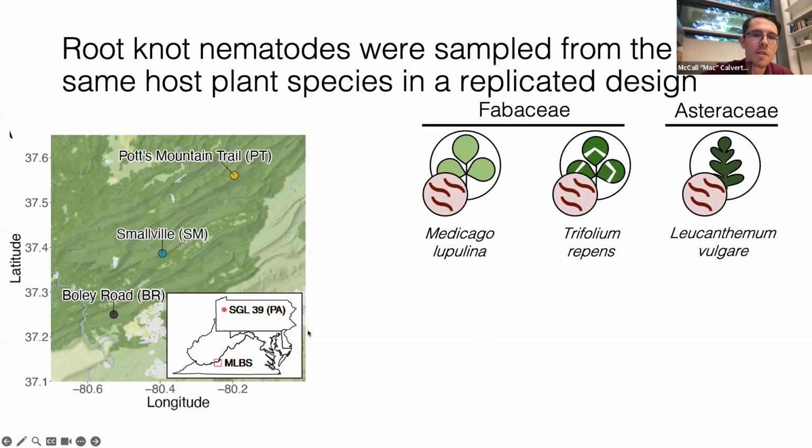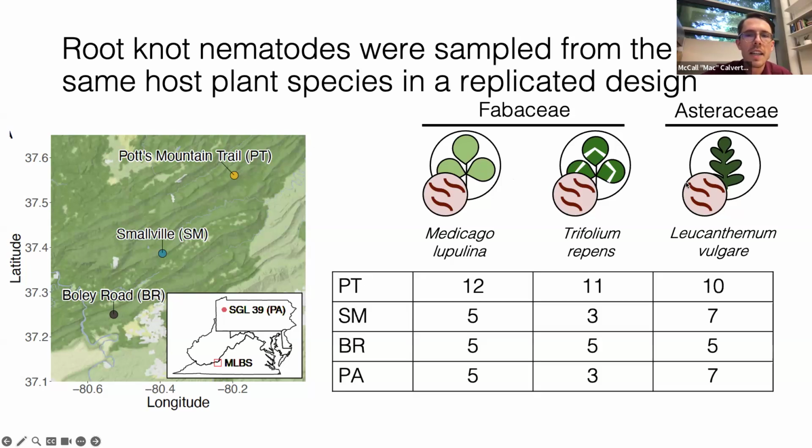And we sampled nematodes from the same 3 host plant species at all of these sites, 2 species belonging to Fabaceae, or the legumes, and 1 belonging to Asteraceae. And here is just a look at the number of nematodes that we collected from individual plants belonging to each of these species at each site. And while the results from Pennsylvania are really interesting, I don't have time to go into them today, so I'll just be telling you about the cool stuff we found in these Virginia populations.